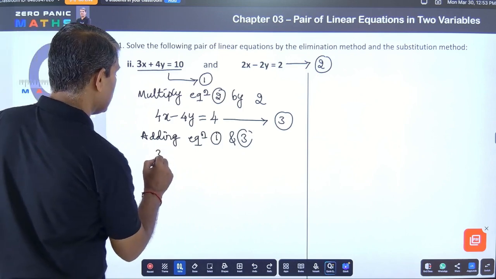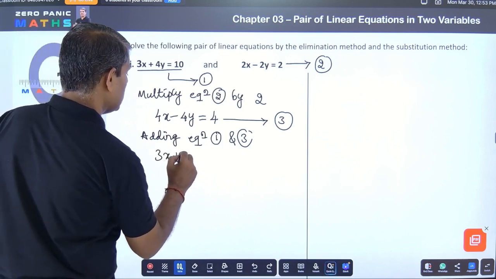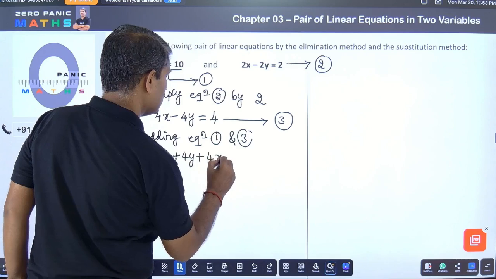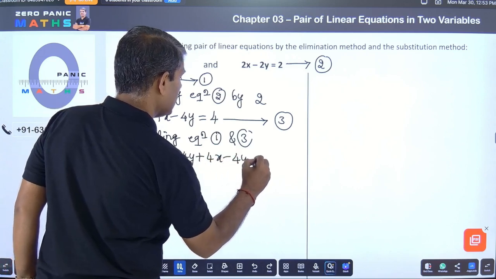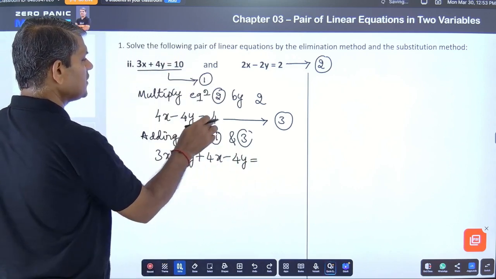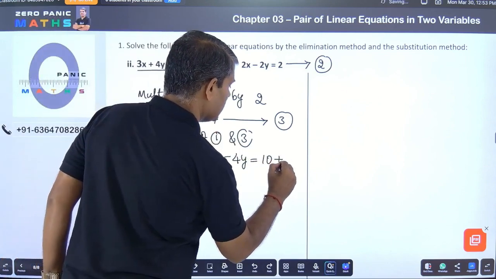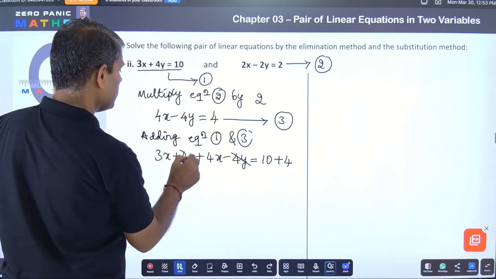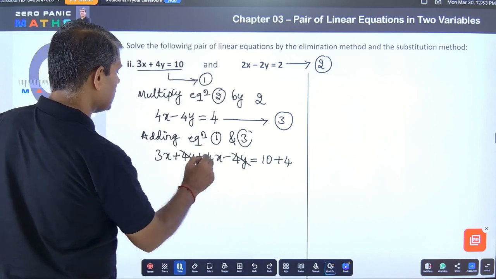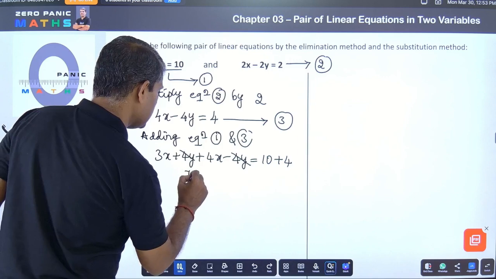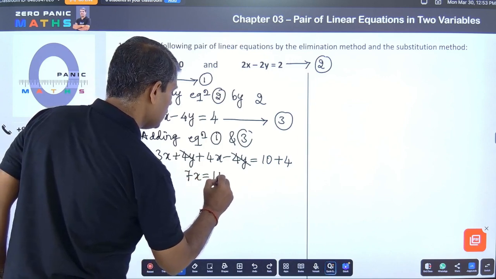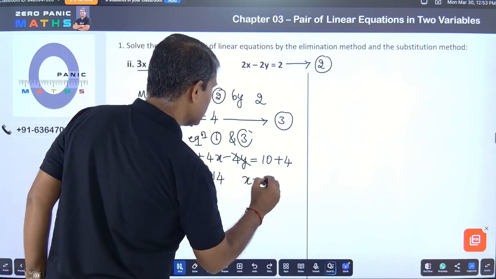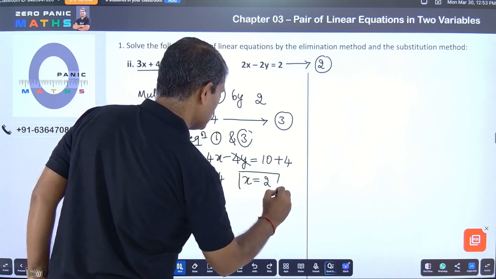What is that? 3x plus 4y plus 4x minus 4y is equal to, you are adding, remember, 10 plus 4. So minus 4y plus 4y got cancelled, and 3x plus 4x is 7x is equal to 14. So x is equal to what? 14 by 7, it is 2.